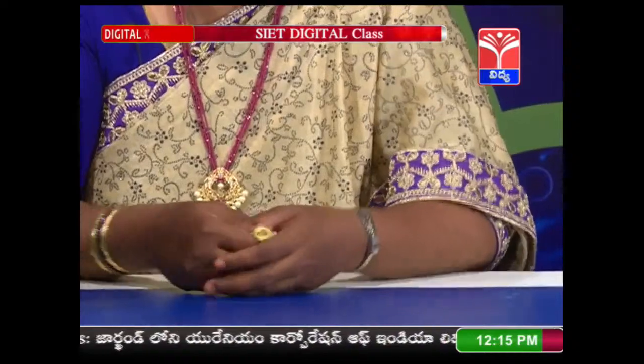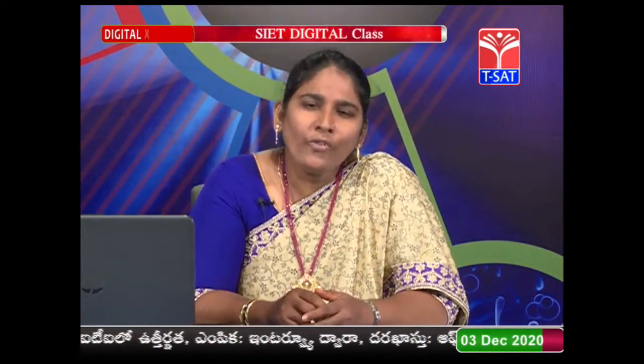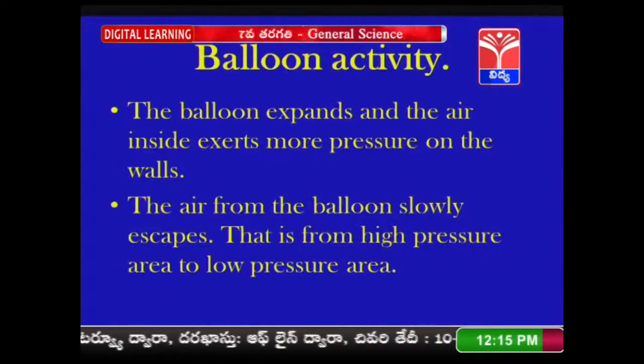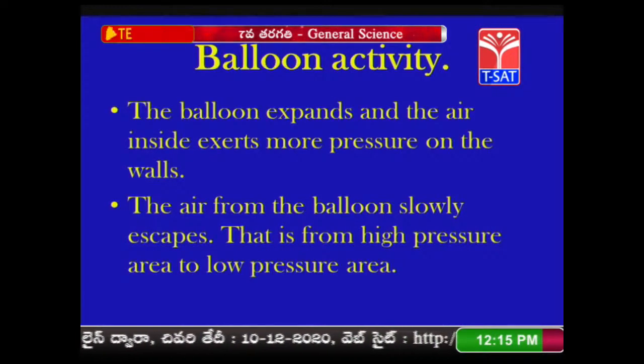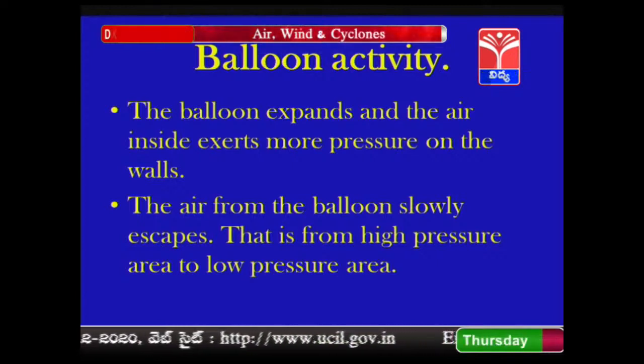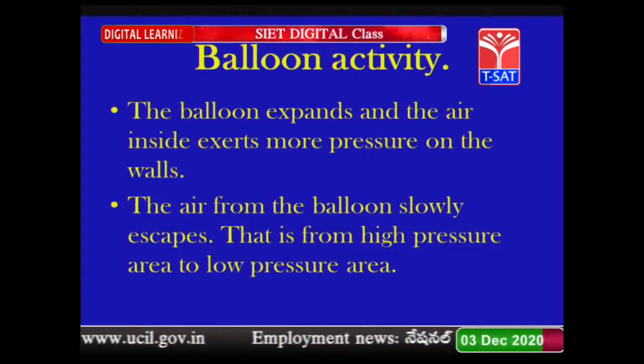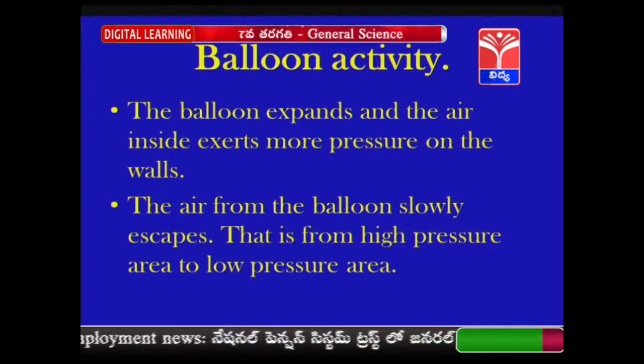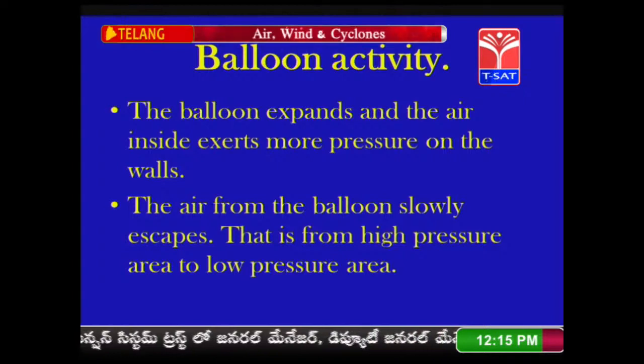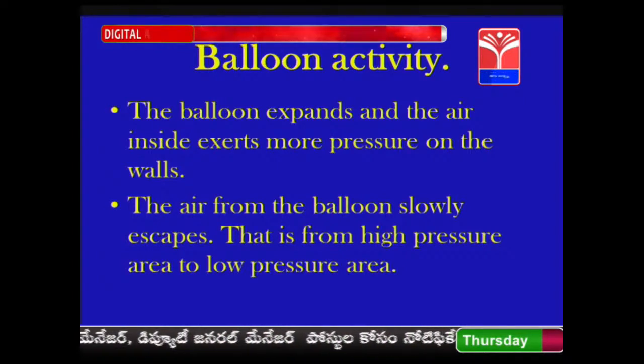Oh, all the papers have been moved away. Why? Because the air which was present inside the balloon has more pressure, and that air has moved from the region of higher pressure areas to the lower air pressure areas. So, what can we understand from here? The balloon expands and the air inside exerts more pressure on the walls. So, the air from the balloon slowly escapes, that is, from higher pressure areas to the lower pressure areas.